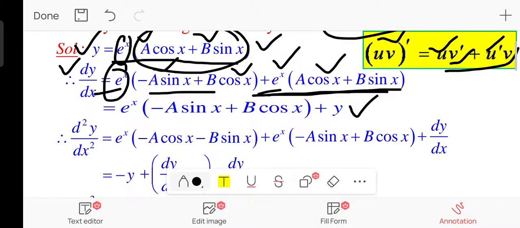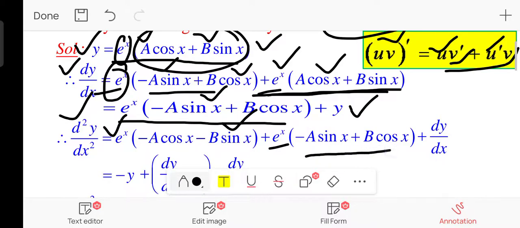So now we are doing differentiation again with respect to x on both sides of the above equation. We get d square y by dx square, that is called y double dash, equal to, again this is a uv application, e power x into minus a into sin x differentiation is cos x, and plus b into cos x differentiation is minus sin x, plus e power x differentiation is e power x of minus a sin x plus b cos x, plus y differentiation is dy by dx.